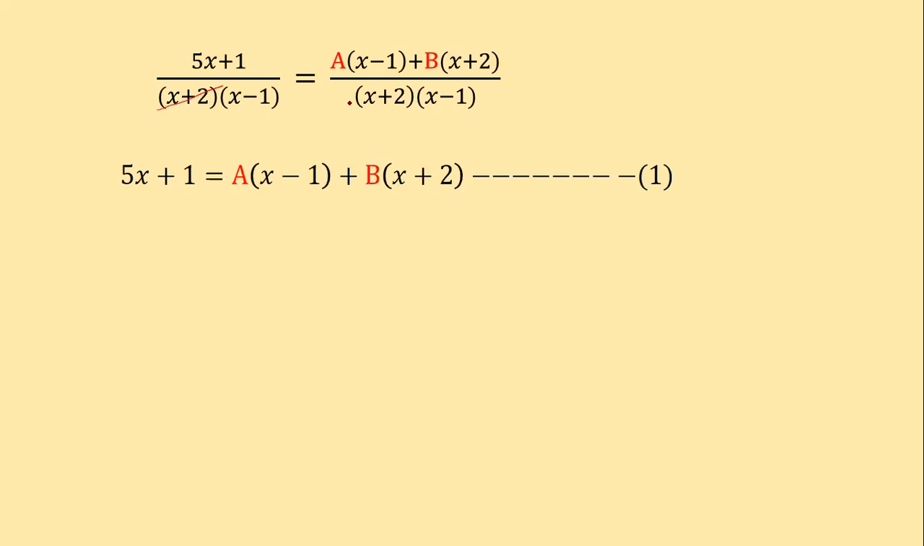Here we have x plus 2, x minus 1, and here also we have x plus 2, x minus 1. Both can be cancelled. So what is left after cancelling the denominators? 5x plus 1 is equal to a into x minus 1 plus b into x plus 2. Let us take this as equation number 1.